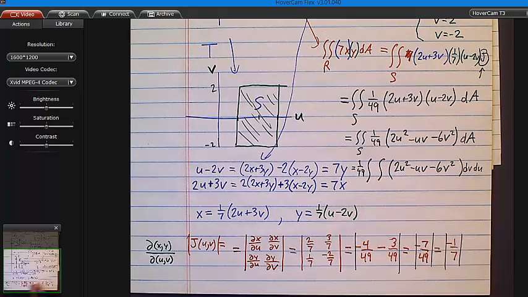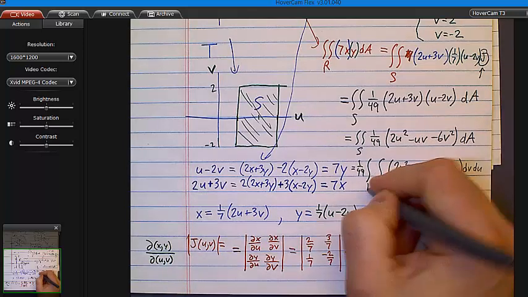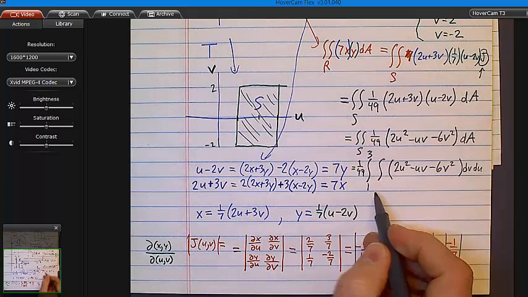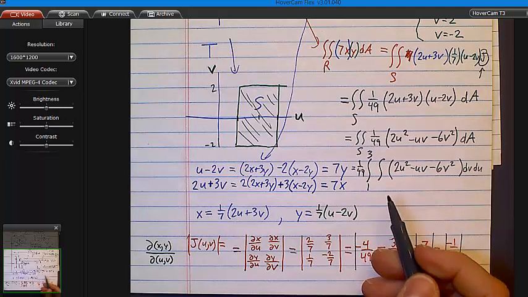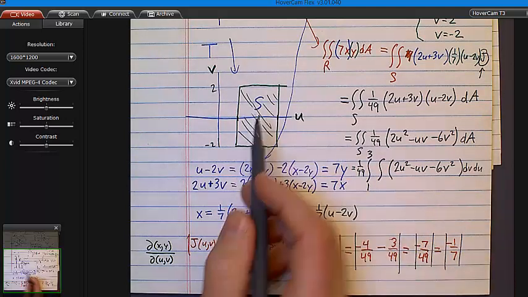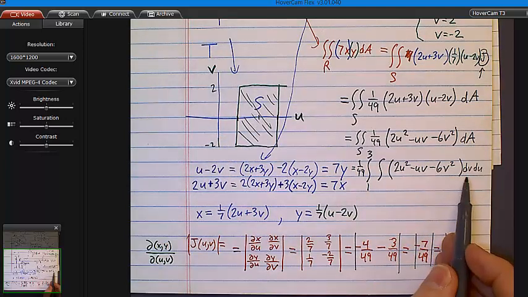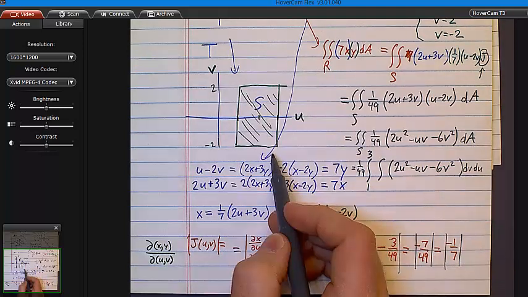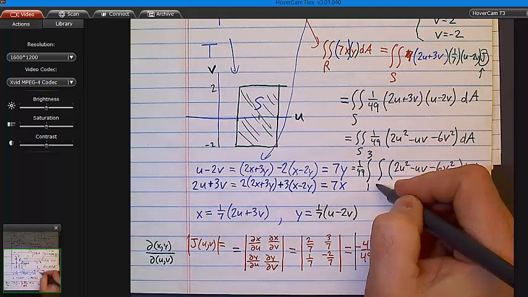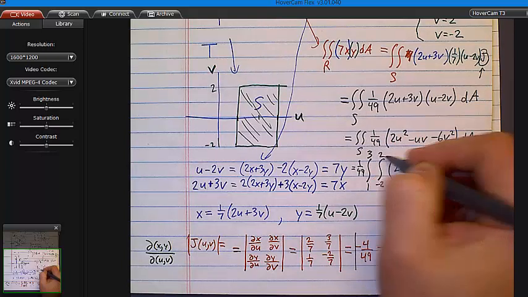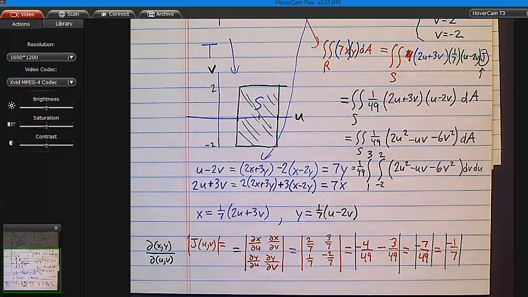Well, it will be 1 to 3. And then the inner, I guess in this problem it really doesn't matter. In general, these are functions, right? So when I'm looking at the v's, these are functions above and below, but here it's just v equals negative 2 to v equals 2. So yeah, this is an easy one.